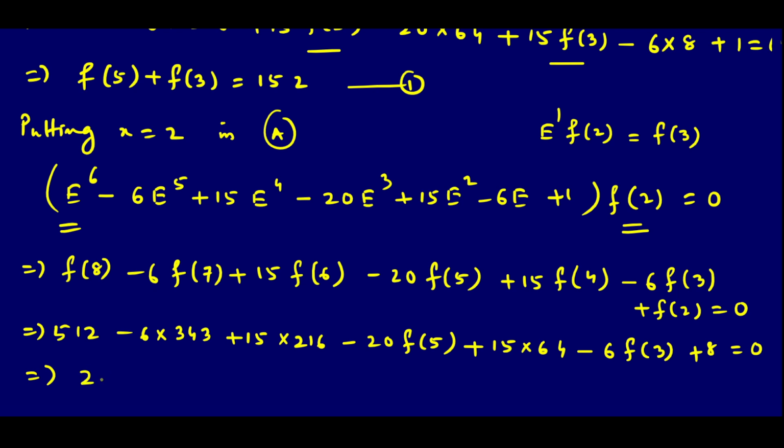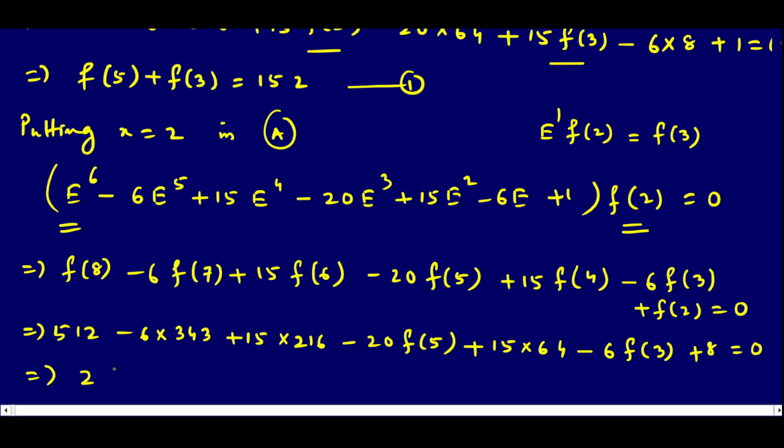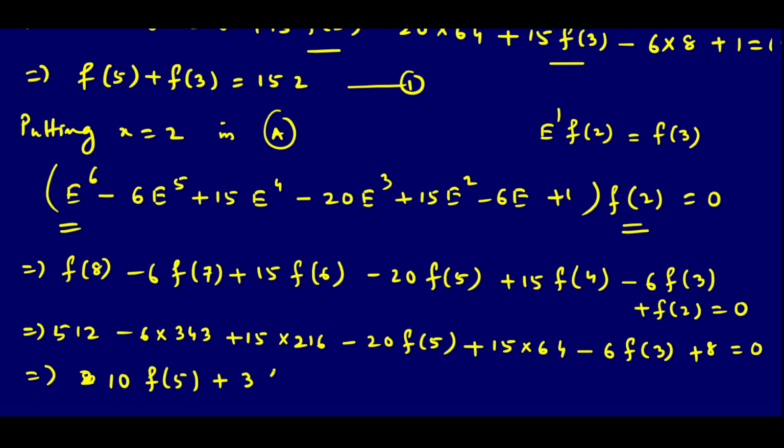So again, to simplify it, we can cancel 2, and we'll get 10 f of 5 plus 3 f of 3, and our right hand side will be 1331. This is equation number 2.